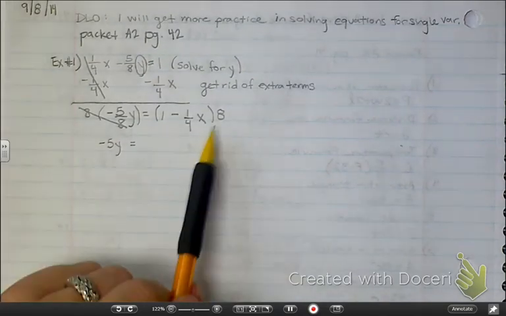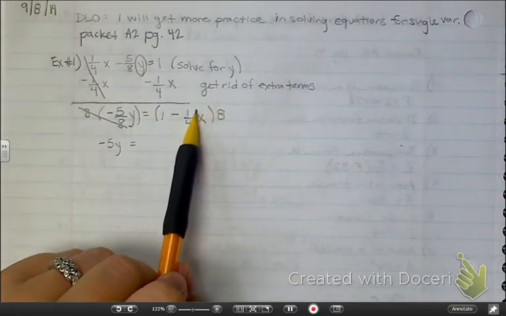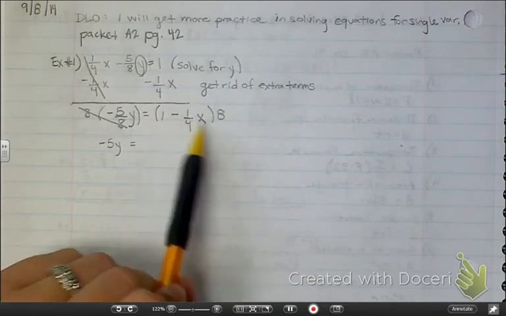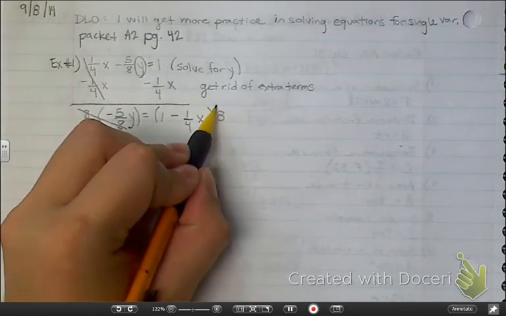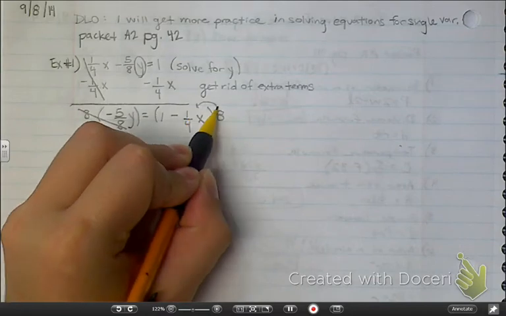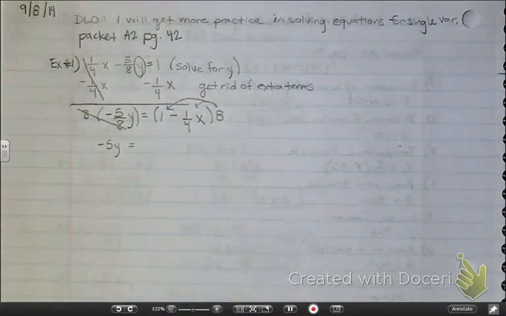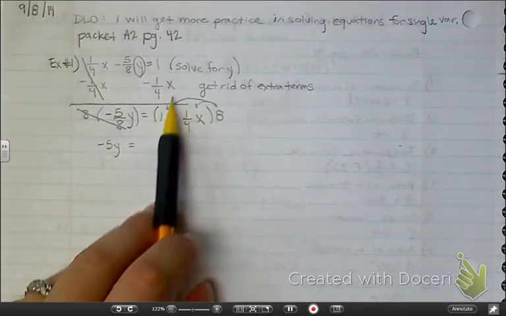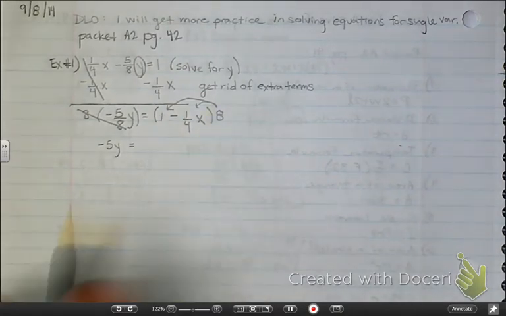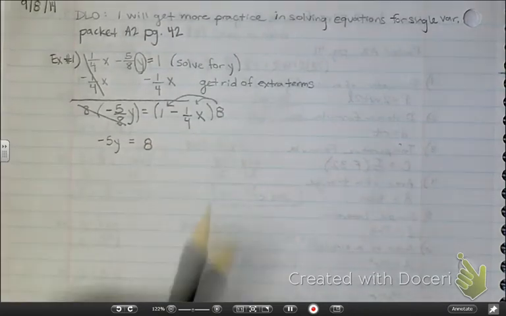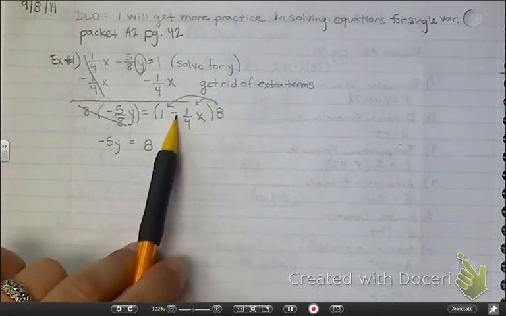on the right hand side, my 8 can get distributed to both of these terms, because remember there are two terms inside of this, so I have to use the distributive property. This time the 8 is in the back of the distribution, but it still works the same way. So I multiply 8 times positive 1, and that gives me positive 8. And then I can multiply 8 times a negative 1/4.